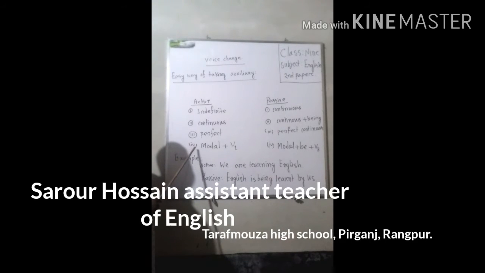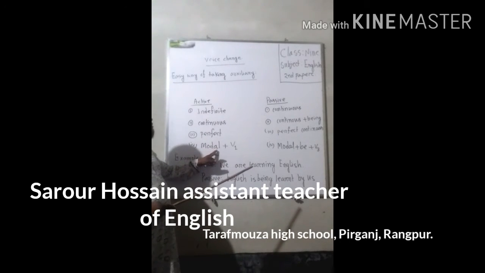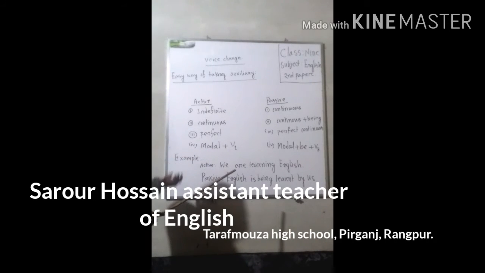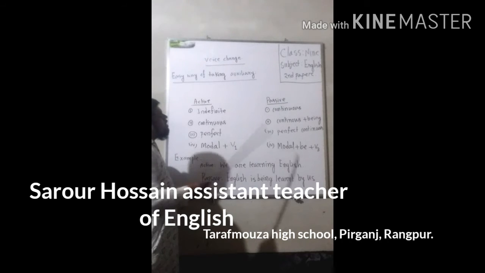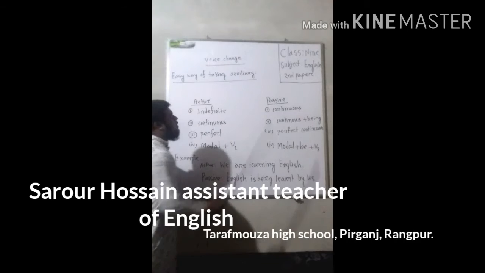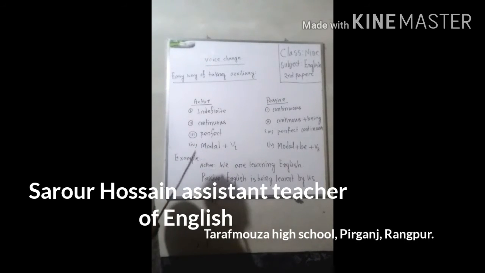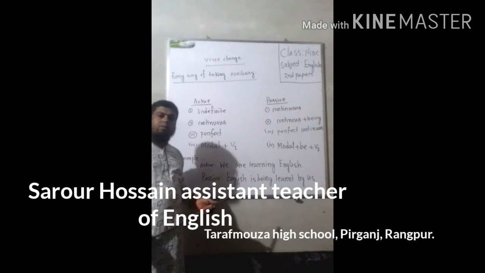Technique number 4. Here we can see modal plus verb 1. That means if we find a sentence that contains modal auxiliary verb plus present form of main verb, at that time we have to take that modal auxiliary plus be and past participle of main verb, that is here V3. Following this easy way, we can change voice from active to passive.